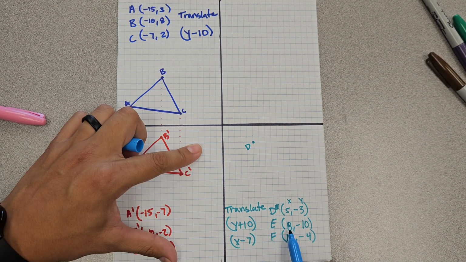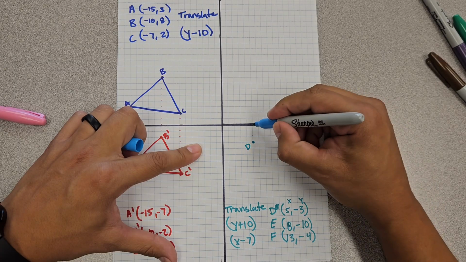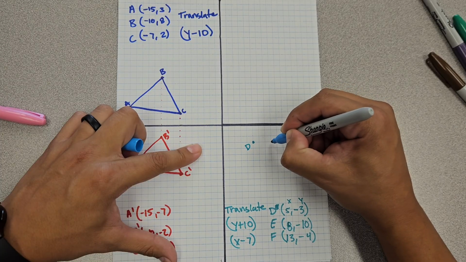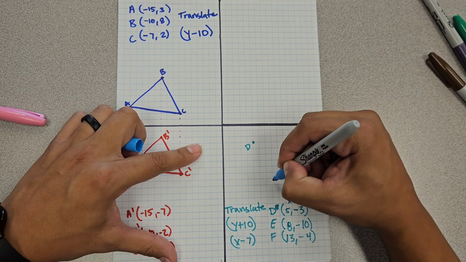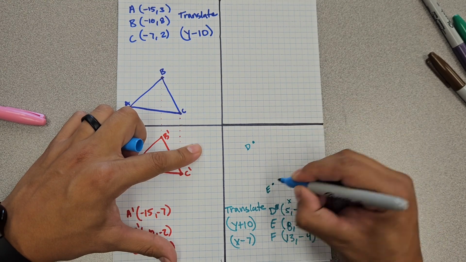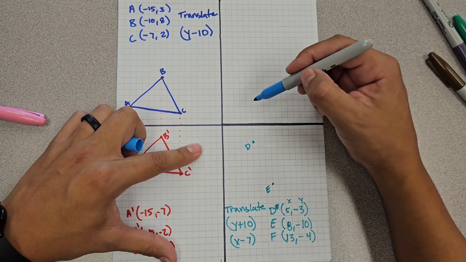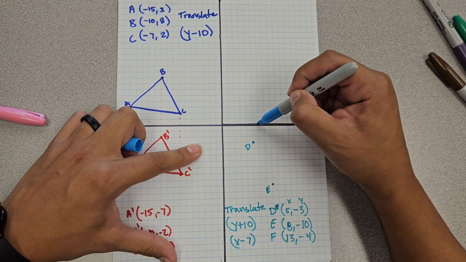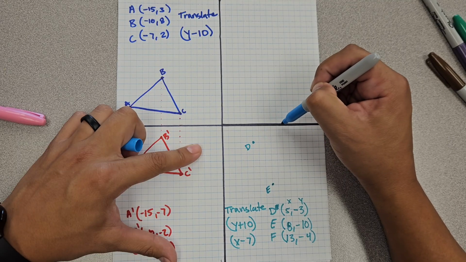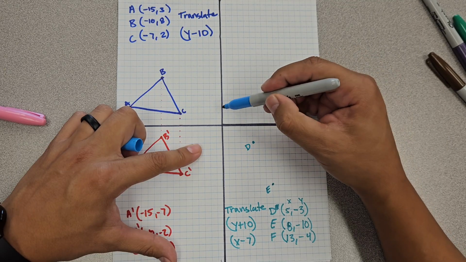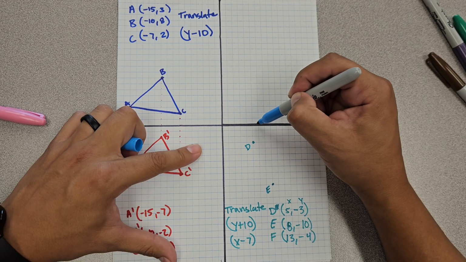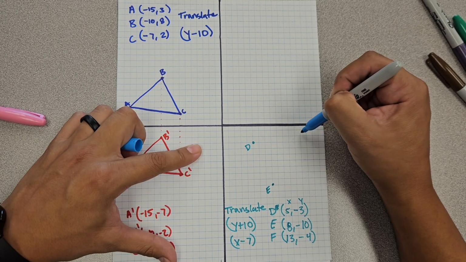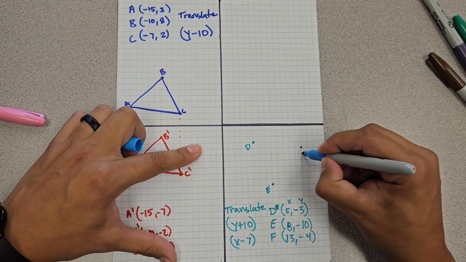And now I'm going to go E. That is right 8, down 10. 1, 2, 3, 4, 5, 6, 7, 8. Down 1, 2, 3, 4, 5, 6, 7, 8, 9, 10. So here's my point E. And then F is right 13, down 4. Let me do that one again. 1, 2, 3, 4, 5, 6, 7, 8, 9, 10, 11, 12, 13. Down 4, 1, 2, 3, 4. So there's F.